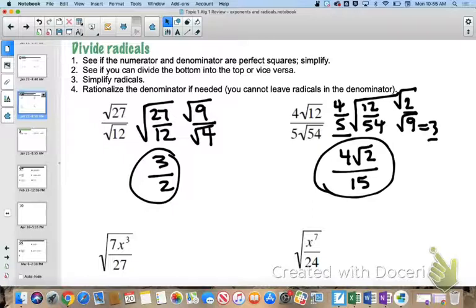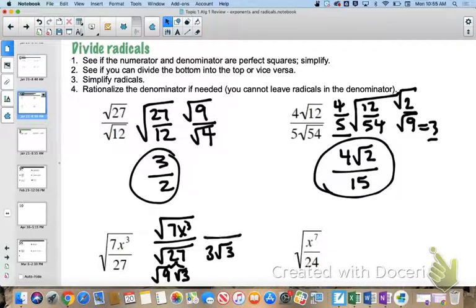Okay. With root 7x cubed over root 27, 7 and 27 don't have a common factor, so I'm just going to split them up. You have root 7x cubed, and you have root 27 on the bottom. I know that 27 splits to 9 times 3, which would be 3 root 3. On the top, 7 doesn't have a perfect square, but x cubed can be broken down to x squared times x. Square root of x squared is just x. So it's going to be x on the outside, root 7x on the inside.